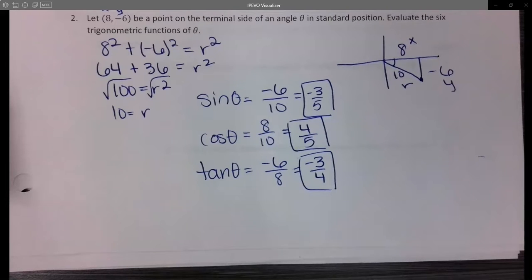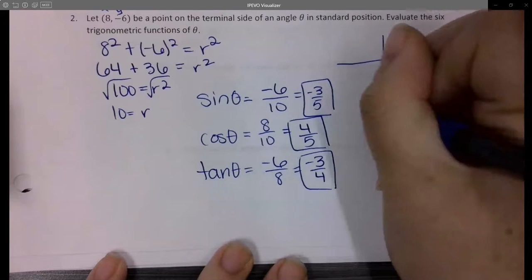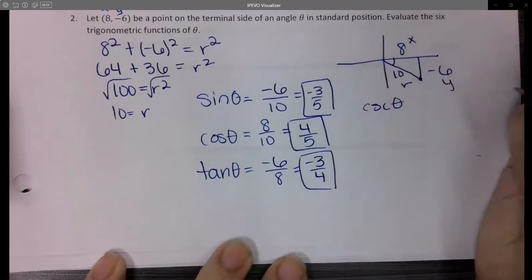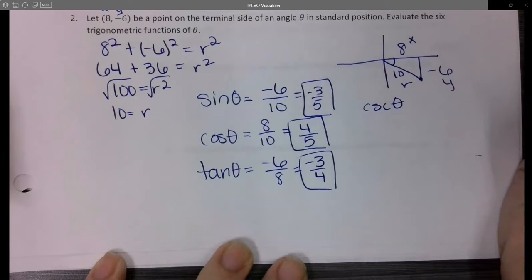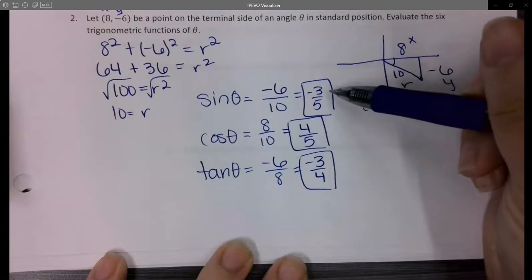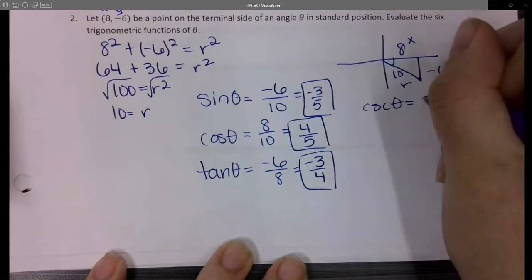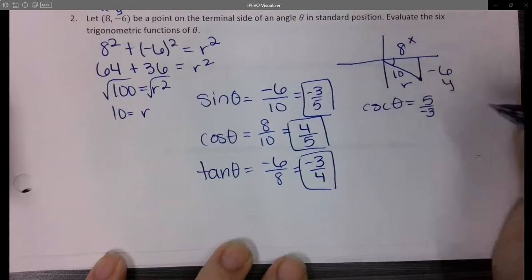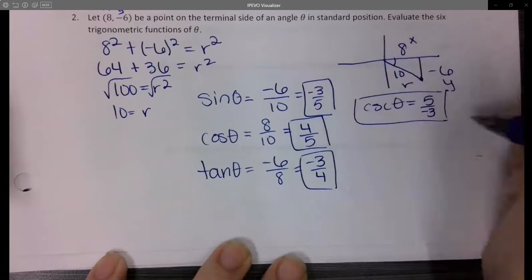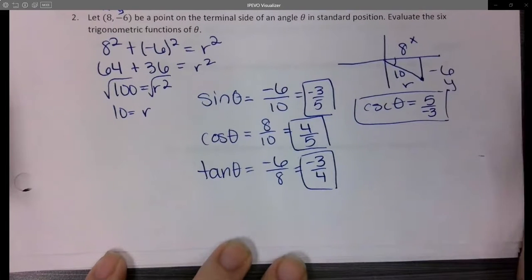Okay, then I can go ahead and do my reciprocal functions. I have cosecant. This one is r over y, or it's the reciprocal of sine. So I can just take my answer from sine and flip that fraction. So I'm going to have the 5 on top and the negative 3 on the bottom.